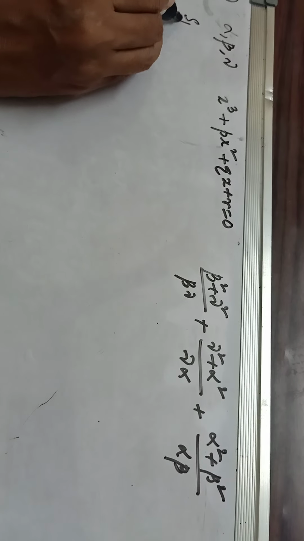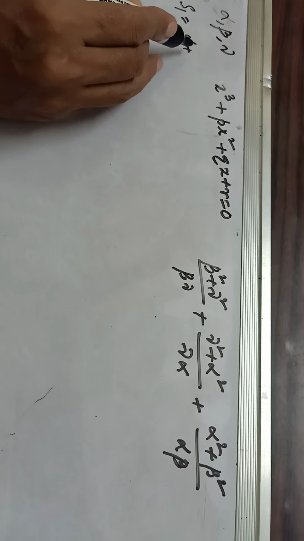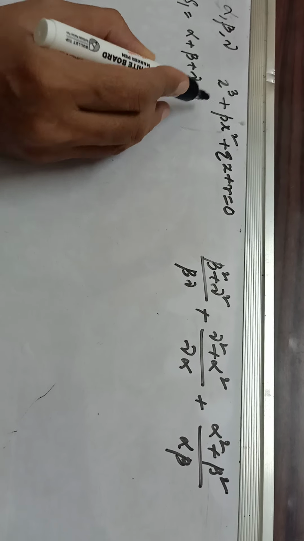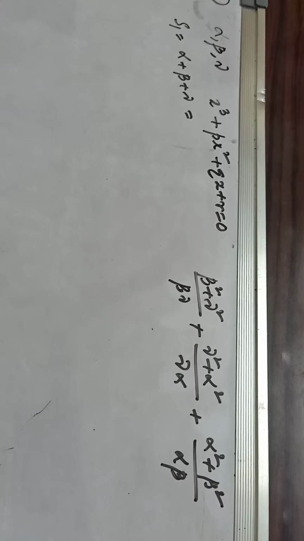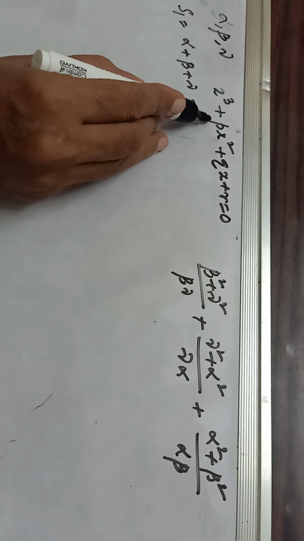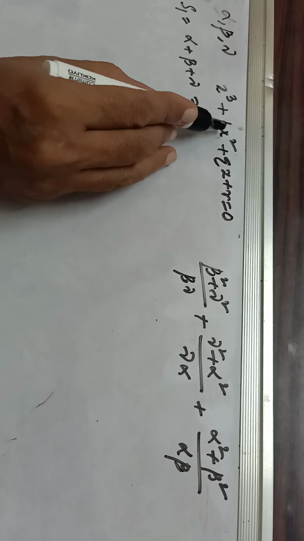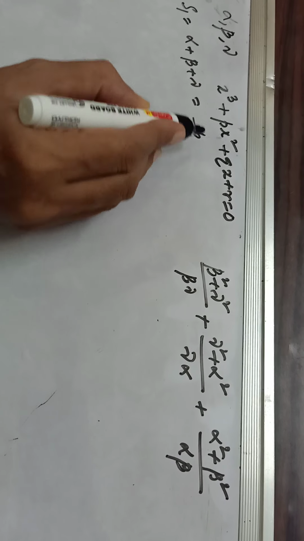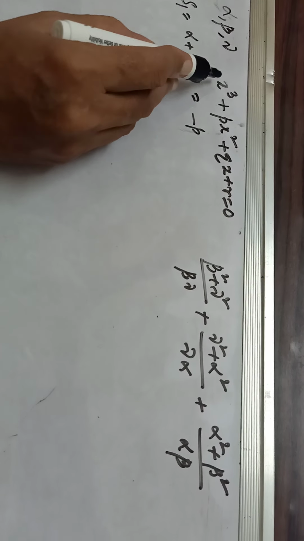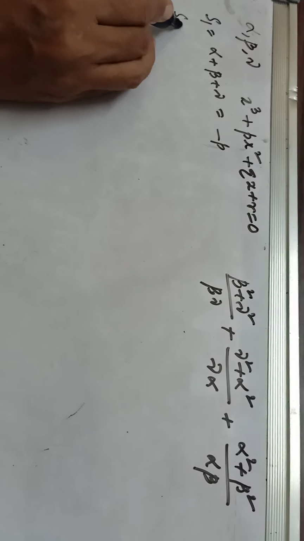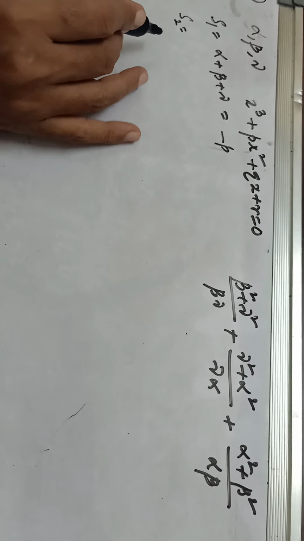Let us find S1 at first. That means sum of the roots. The three roots are alpha, beta, gamma, so you add them. That's why I have put plus signs between them. It is change the sign of x square coefficient. Here the x square coefficient is plus p, change its sign, minus p by leading term coefficient 1. Now minus p by 1 is minus p.